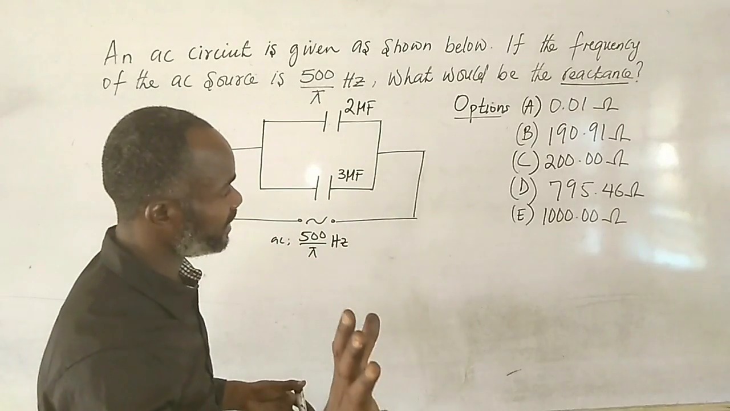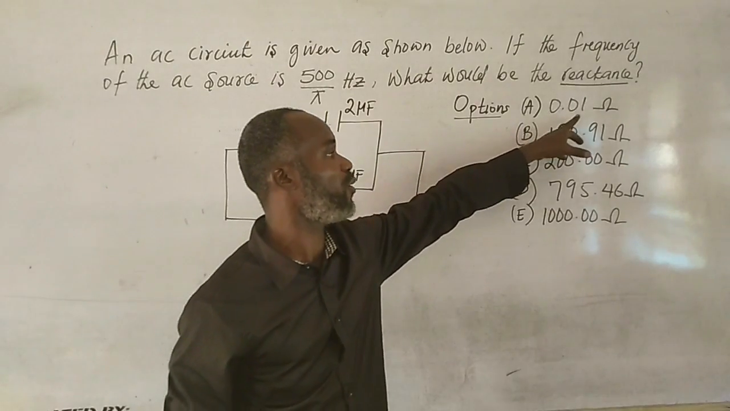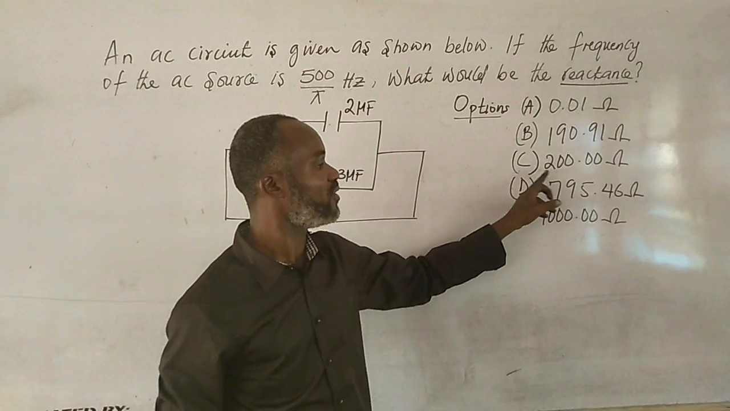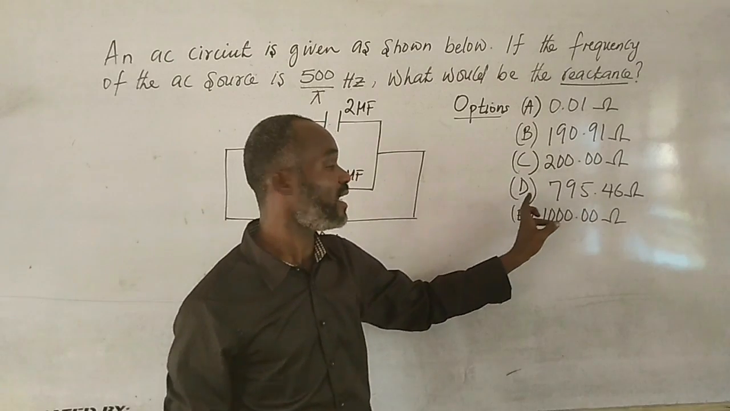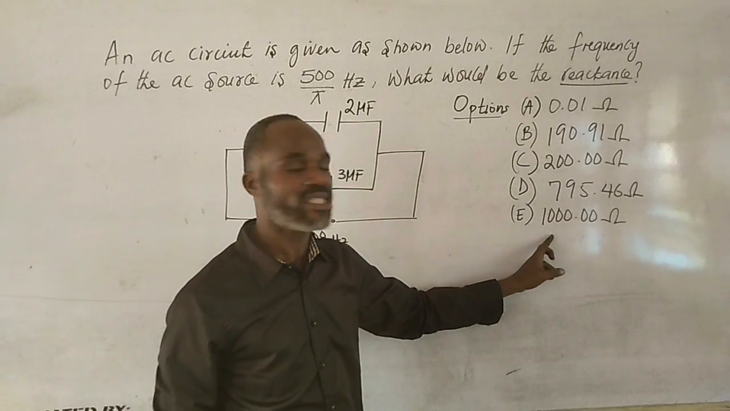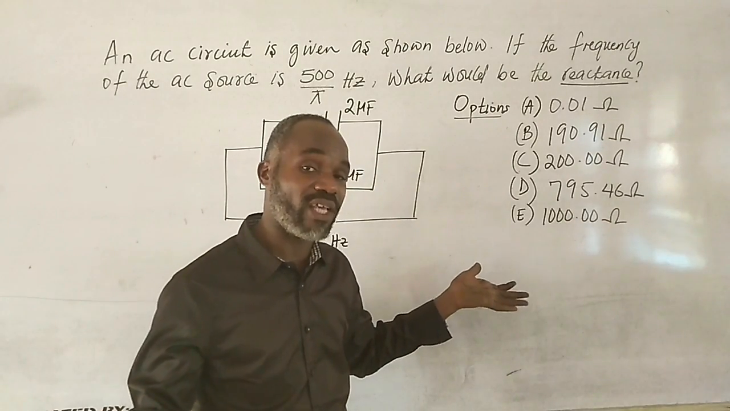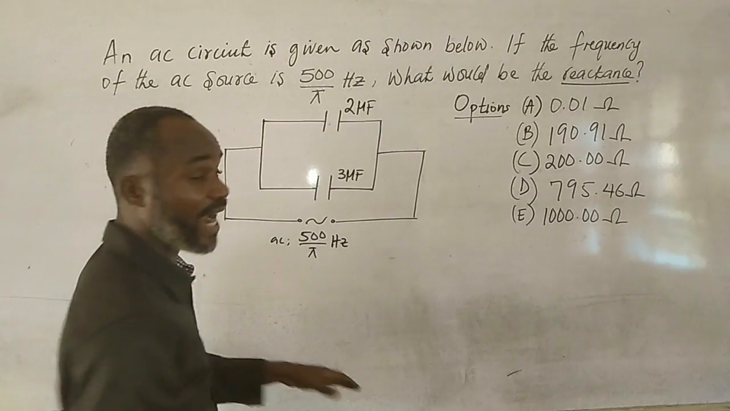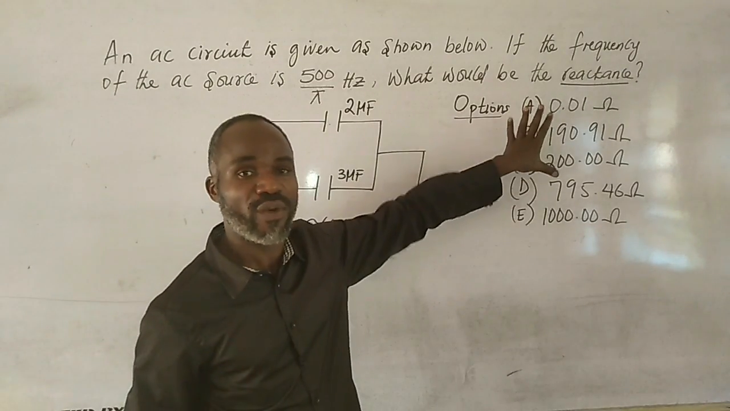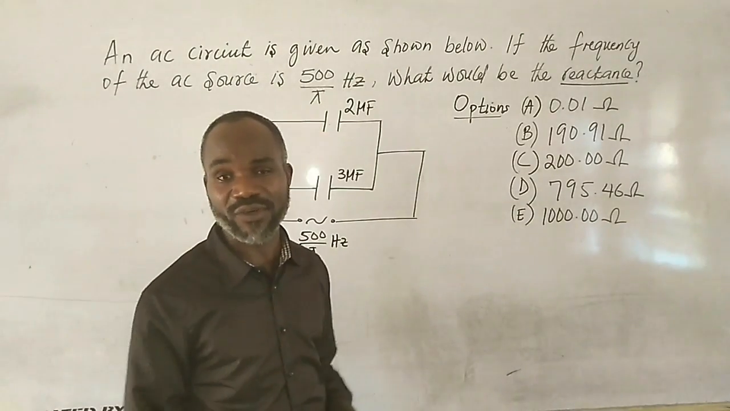But notwithstanding, since it is a question with options, look at the options. A, 0.01 ohms, B, 190.91 ohms, C, 200.00 ohms, D, 795.46 ohms, and E, 1000.00 ohms. There's no way to find out this except you solve from beginning to end, and if eventually your answer corresponds with any of these options, that means you are right. So let's delve into it.